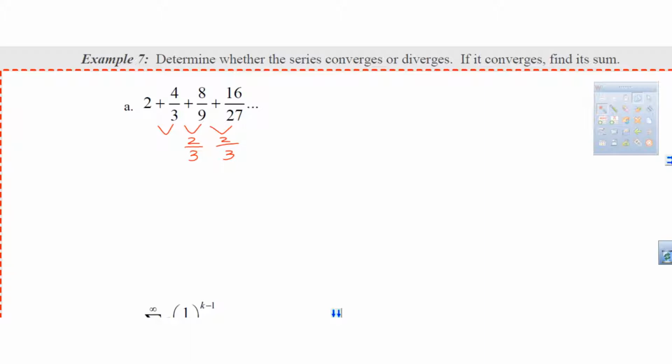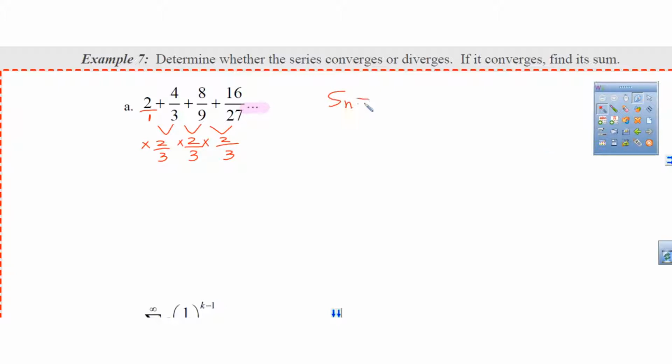I avoided the first one because I was afraid it was going to freak you out. That's like 2/1. If you take 2/1 and multiply it by 2/3, do you get 4/9? Well, 2 times 2 is 4, 1 times 3 is 3, so it totally works. Okay, so this is geometric. But guys, here's the big kicker. It's infinite geometric.